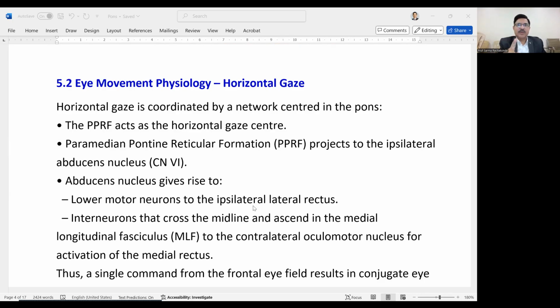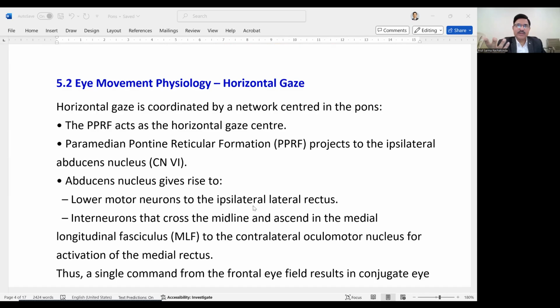Simultaneously, this information crosses to the other side and ascends through the medial longitudinal fasciculus to the third nerve nucleus on the left side. The third nerve pulls the eye medially. So the left eye is pulled medially, and the right eye is pulled laterally. You have got a horizontal gaze.